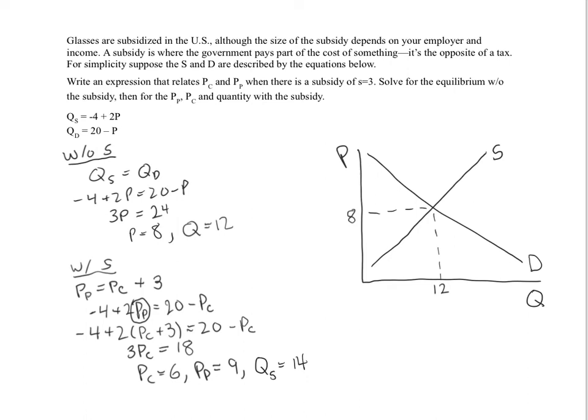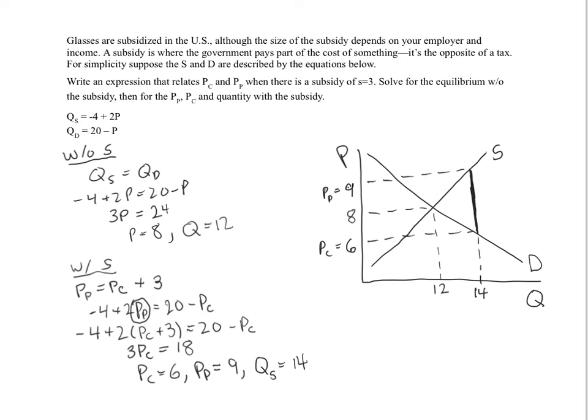And then let's go ahead and label this on the graph. So we'll have 6 down here, that's PC. 9 up here, that's PP. And 14 is the new equilibrium. And what you see here is that, in effect, the subsidy creates a wedge just like the tax. So this dark line I'm adding, that's the subsidy wedge. And it separates PP, which is now higher because of the subsidy, and PC, which is now lower because of the subsidy. It's basically the opposite of the tax.